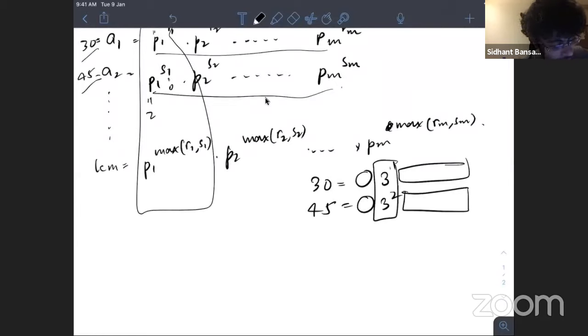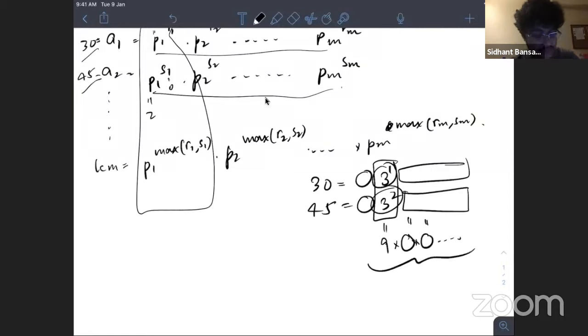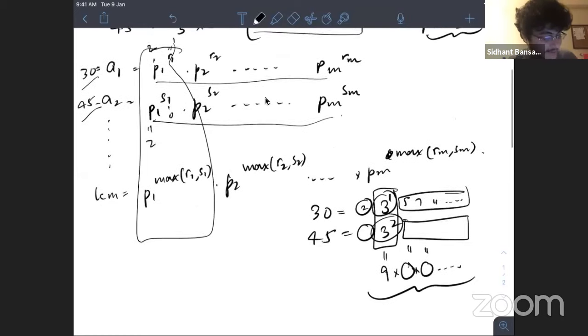And within these two numbers, what's the LCM? The highest power. Like 9 is the LCM of 3 and 9. So this will contribute a 9. And similarly, this element will contribute something, this element will contribute something, and so on. And you can just multiply them. You can multiply these because they're co-prime to each other. Here, 2, 3, 5, 7, 11, dot, dot, dot, all of them are co-prime to each other. That's why you can do this independently. That's why the max thing came out.